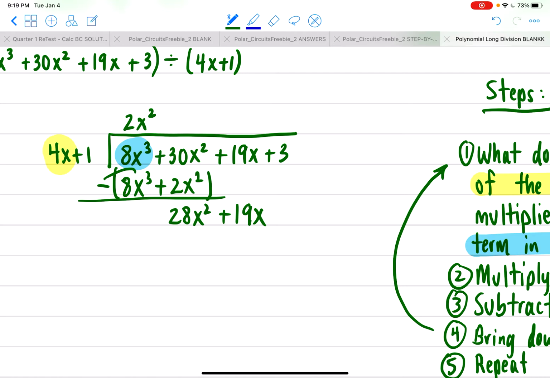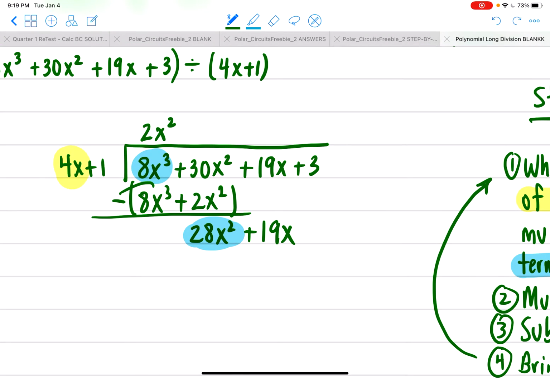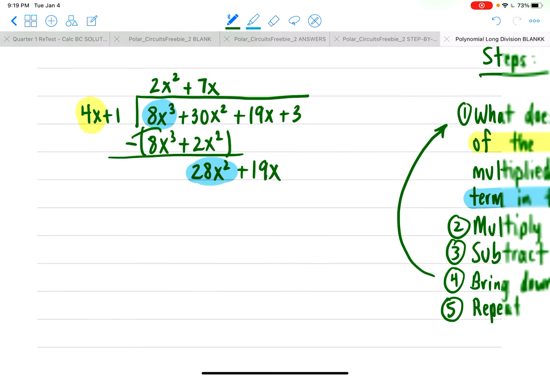How many times does 4x go into 28x squared? So what you're going to do is ask yourself again, how many times does this, not really the whole thing, but this, go into the next term in the dividend? So that would be the next term there. How many times does it go in? What do I need to multiply 4x by to get 28x squared? That's going to be plus 7. 4 times 7 gives you 28. x needs to get multiplied by x to give you x squared. So that's going to be 7x there.